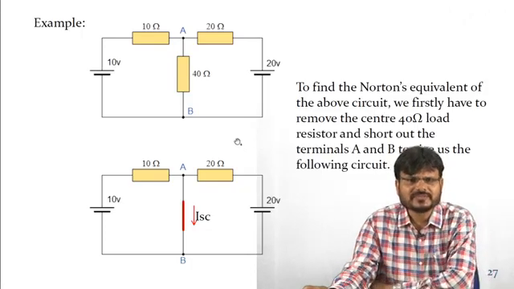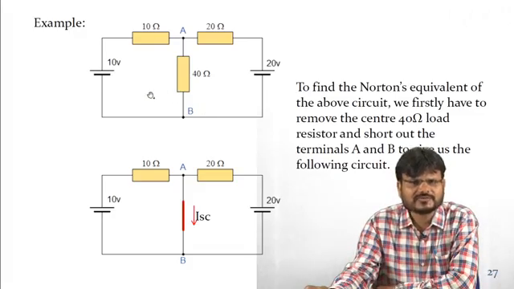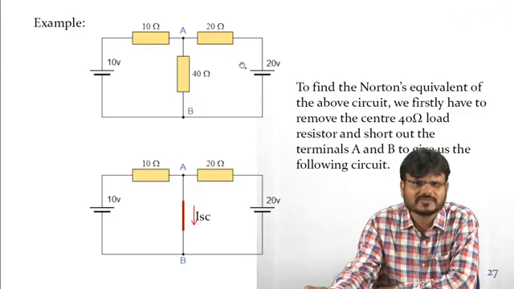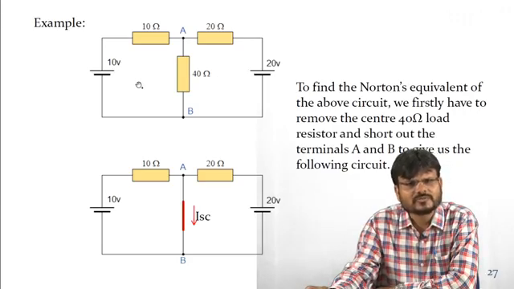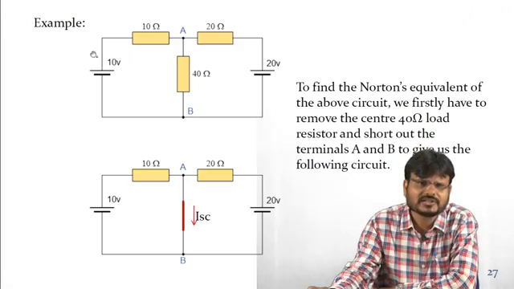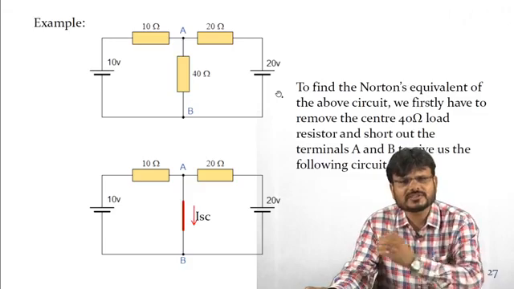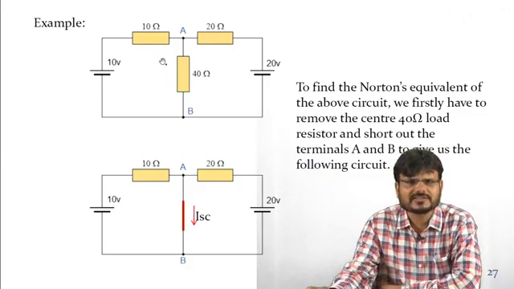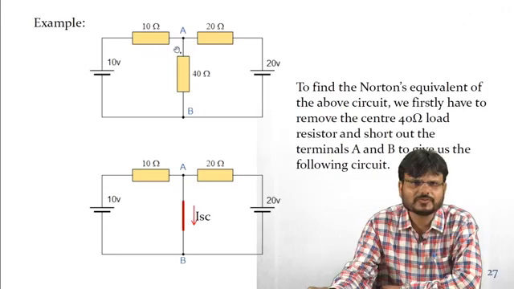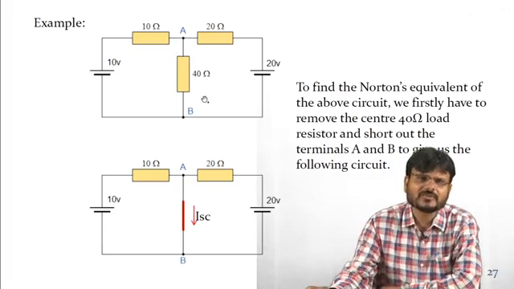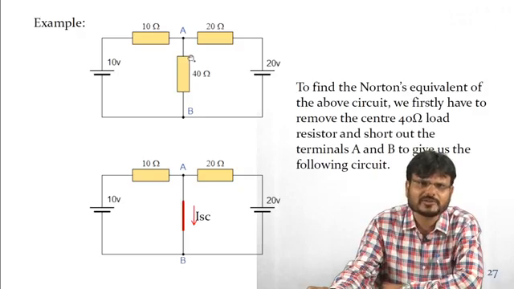Now Norton's theorem can also be explained with the help of one example. Here you can see a circuit which has two meshes. One mesh is this one, another mesh is this one, and there are two voltage sources: a 10 volt source, which is an ideal voltage source because it has no internal resistance, and another 20 volt source, which is also ideal because it doesn't have any internal resistance. These three resistances have values 10 ohm, 20 ohm and 40 ohm. By applying the Norton theorem, you have to find the current through this 40 ohm resistance, or the voltage across it.